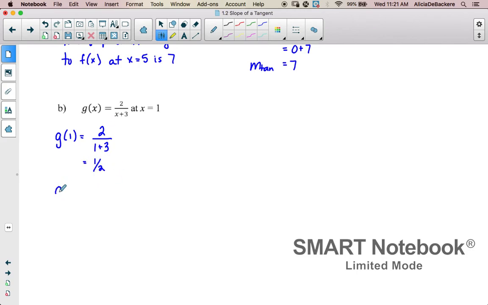Next, we're going to figure out what's the value of the function if we plugged in 1 plus h. So I'm just replacing the x in the formula with a 1 plus h, and now I'm going to simplify that. And I should still have an expression in terms of h. It's not going to go away at this point. Once I've got those two expressions, I can set up the slope of the tangent as the limit as h approaches 0 of the difference quotient.